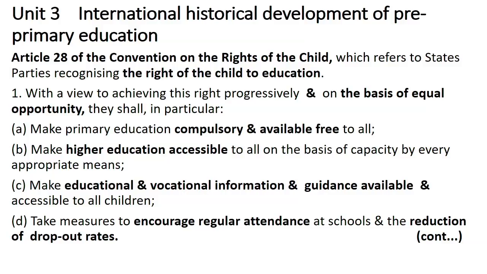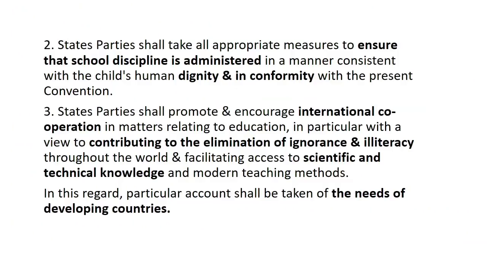And this is what the article states: with a view to achieving this right progressively and on the basis of equal opportunity, they shall in particular make primary education compulsory and available free to all, make higher education accessible to all on the basis of capacity by every appropriate means, make educational and vocational information and guidance available and accessible to all children. D. Take measures to encourage regular attendance at school and the reduction of dropout rates.